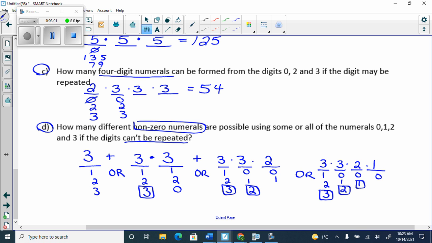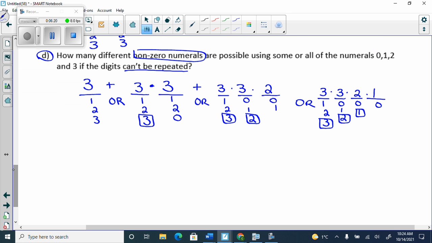Or I could have a 5-digit number. Could I have a 5-digit? Do I have enough digits to make a 5-digit? No, because I can't repeat and I only have 4 digits. I max out at a 4-digit number, and I min out at a 1-digit number. So this one I would get 3 plus 9 plus 18 plus 18, which is 36, 45, 48.